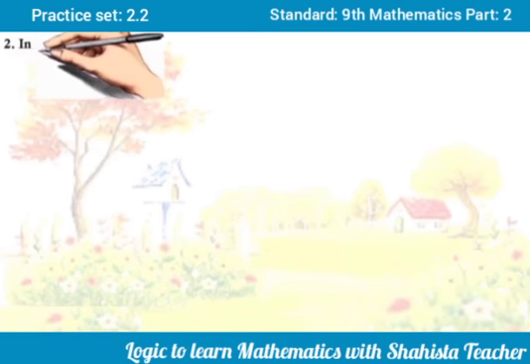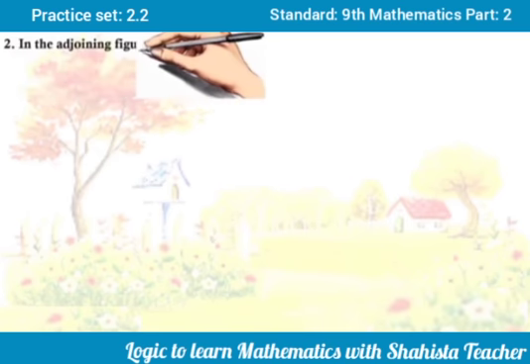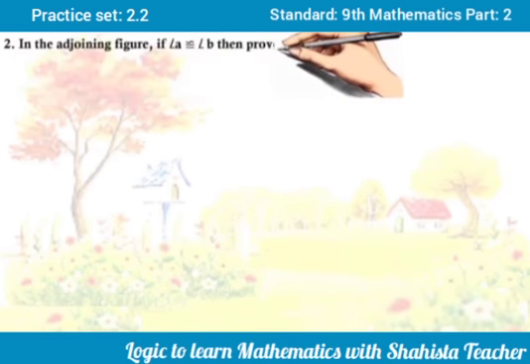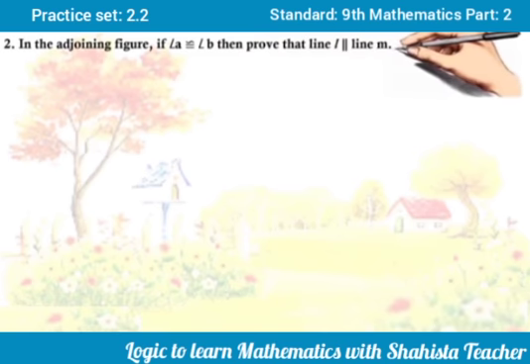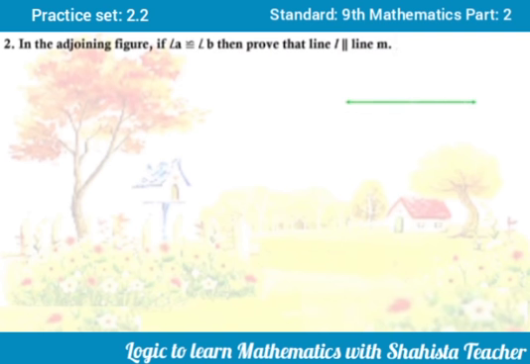Here question number 2 says that in the adjoining figure, if angle A is congruent to angle B, then prove that line L is parallel to line M. Now here line L and line M are parallel lines. See in this given adjoining figure, two parallel lines are given, line L and line M. They both are parallel lines. And one transversal line is given, named as line N. Few angles are given here, angle A and angle B. Okay, they both are congruent with each other.